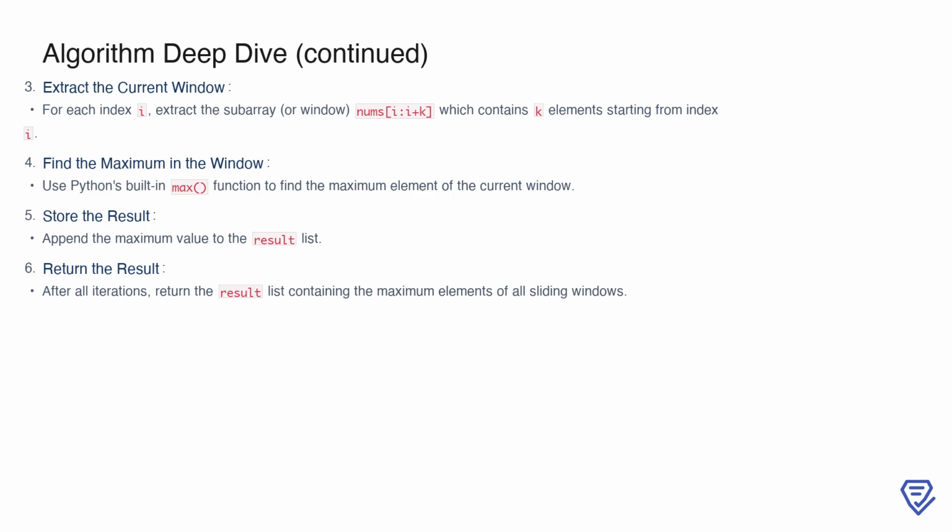Next, we calculate the maximum value within this window. Python provides a built-in function, max, which allows us to find the largest number in the subarray with a single function call. Once we have the maximum, we add it to our result list. This process is repeated for all valid sliding windows, ensuring that every window's maximum is captured. Finally, after iterating through all possible windows, we return the result list. This list will contain the maximum values for each sliding window, providing the solution to our problem. While this approach is simple and easy to understand, it has performance drawbacks that we'll explore further.